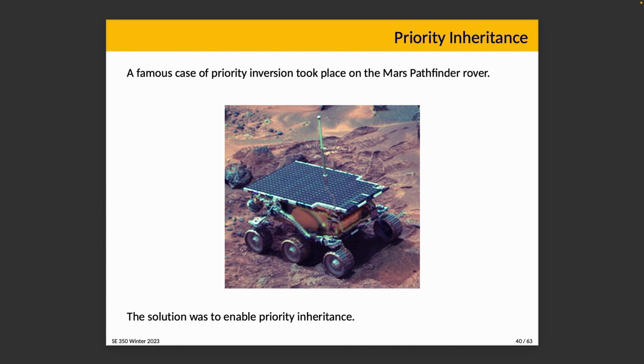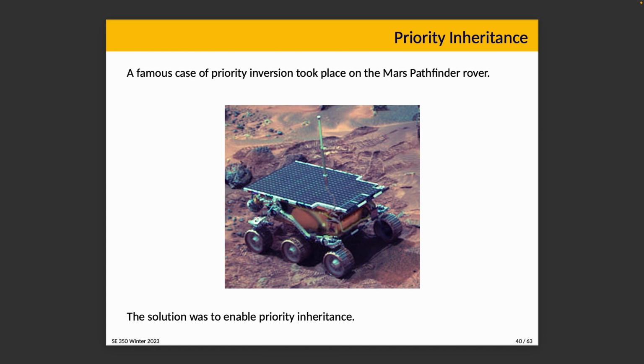So the Pathfinder solution was to enable priority inheritance on the information bus semaphore. That meant that the low priority task would get a higher priority than the communication task. It would run to completion, and then the system wouldn't be assuming that a deadlock had occurred.